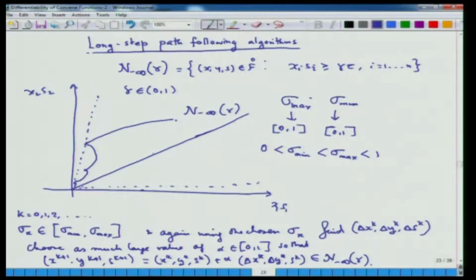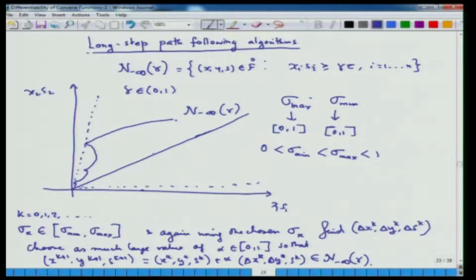So, xi and si both have to be positive. By this large neighborhood, we are stopping xi and si from going to the boundary, any one of them, x1 s1 here or x2 s2 here. It cannot just drop to 0. One of them cannot drop to 0, both of them have to be positive.